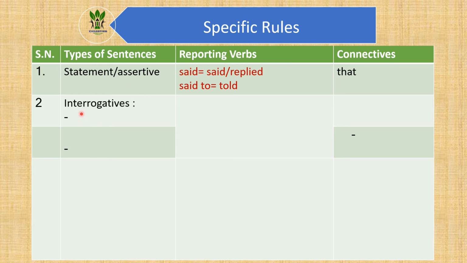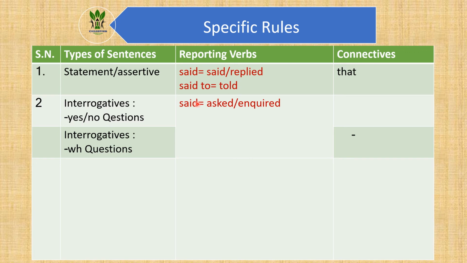Number 2, interrogatives. Interrogatives are the question types of sentences. There are two types. One is yes-no type questions, and another is WH type questions. In each case, said is used in the direct speech, and it changes into asked or inquired in the indirect speech, or sometimes into wanted to know, depending on the nature of the sentence. Said to changes into asked. If or whether is used to connect the sentences.